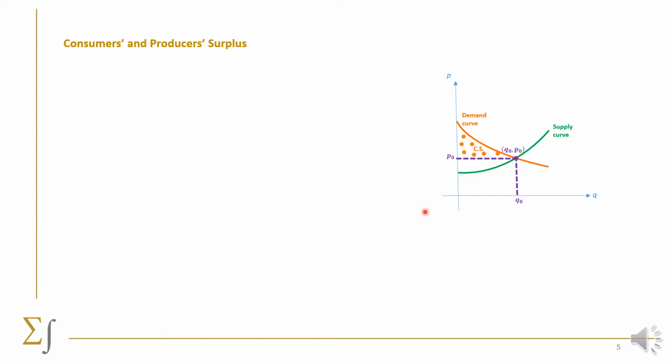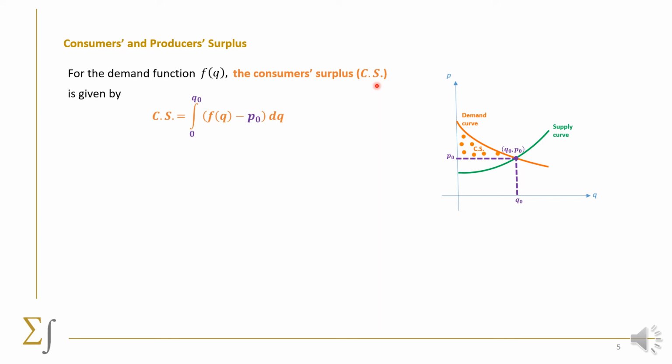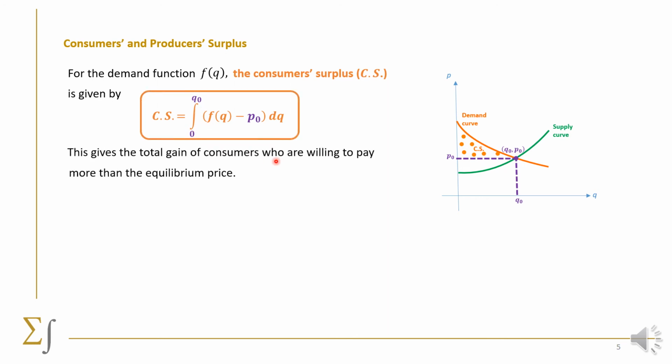Now, let's see how we can calculate the consumer surplus. Suppose we have the demand function, and we call it f of q. The consumer surplus, which we abbreviate CS, is given by the integral from 0 to q node of f of q minus p node, dq. As I said, this gives the total gain of consumers who are willing to pay more than the equilibrium price.